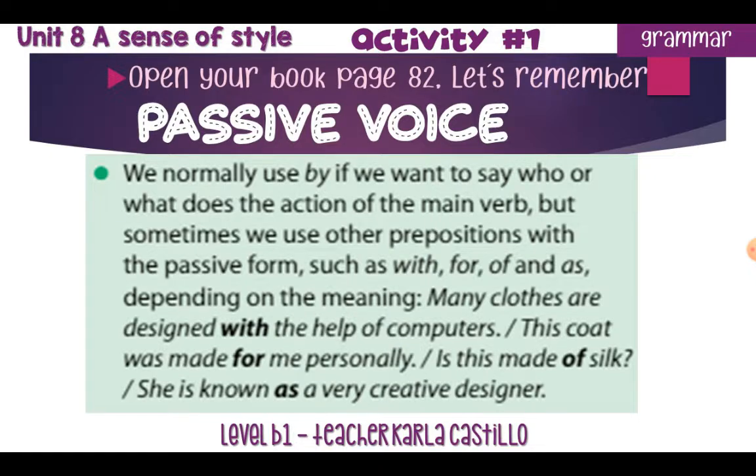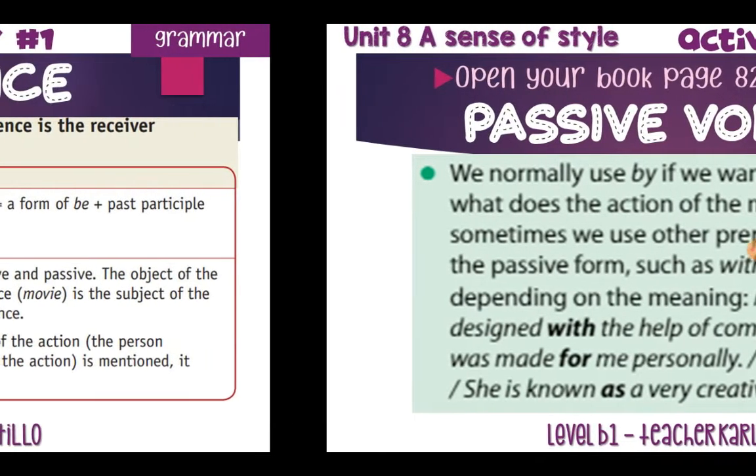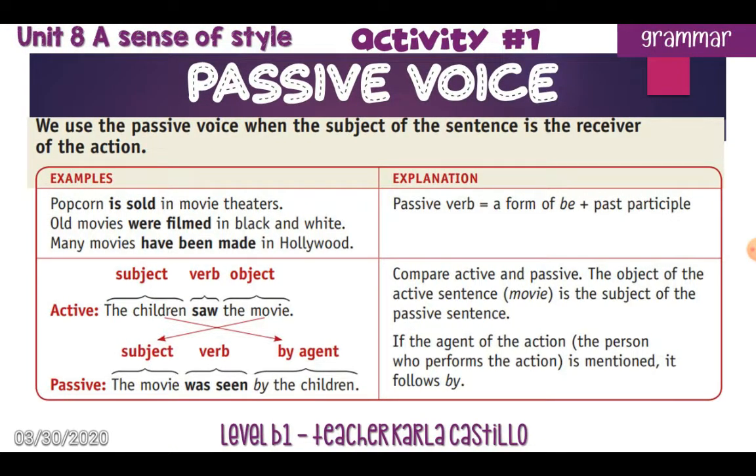Now, we're going to focus again on how to form it. I know you already know, but we have to check it because some of you maybe have forgotten. Okay, we use the passive voice when the subject of the sentence is the receiver of the action. The popcorn is sold in movie theaters. All movies were filmed in black and white. Many movies have been made in Hollywood. Okay, the passive verb is a form of the verb to be plus the past participle. Remember, you can help yourself using your verb list that you must have at home.